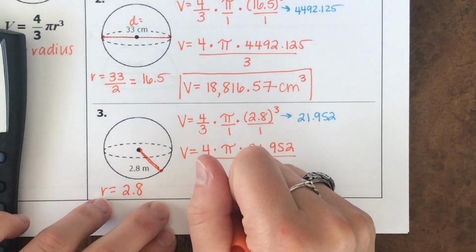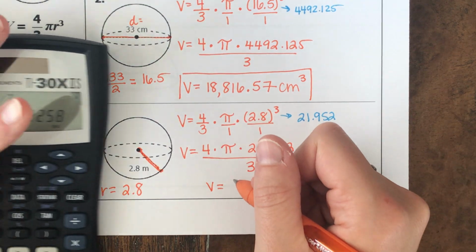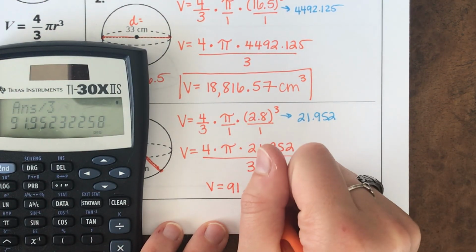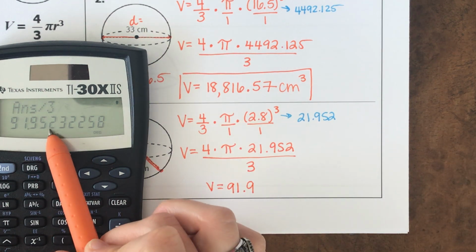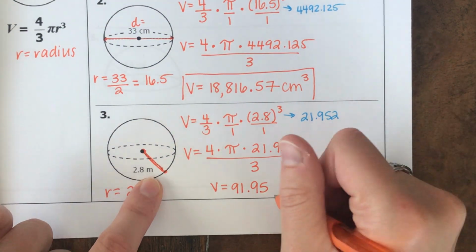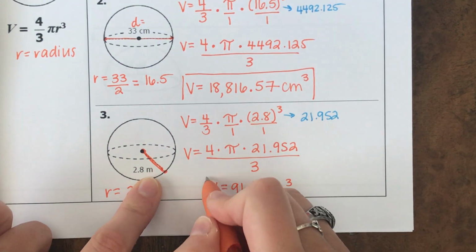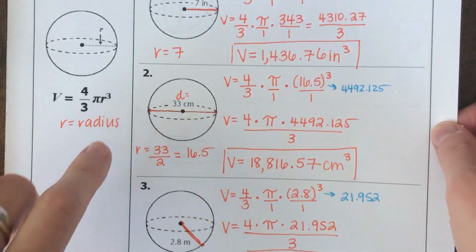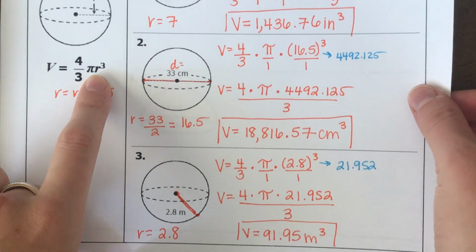So my volume is, and again, we're going to round to 2 decimal places, so I'm going to do 91.9, and then after the 9 is a 2, so it stays a 5, 91.95. My label's meters cubed. And there's my volume, okay? So a sphere is really easy. The only thing you need to know in order to do a sphere is the radius. That makes life super simple.